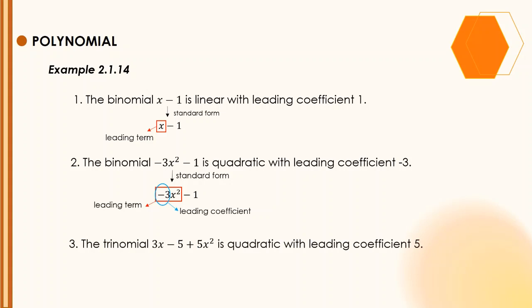Number 3. The trinomial 3x minus 5 plus 5x squared is quadratic with leading coefficient 5. Mapapansin dito, hindi naka-standard form. So, ang standard form niya is 5x squared plus 3x minus 5. Since it has 3 terms, kaya trinomial. The degree of 5x squared plus 3x minus 5 is 2, kaya quadratic. And the leading term is 5x squared, kaya 5 ang leading coefficient.